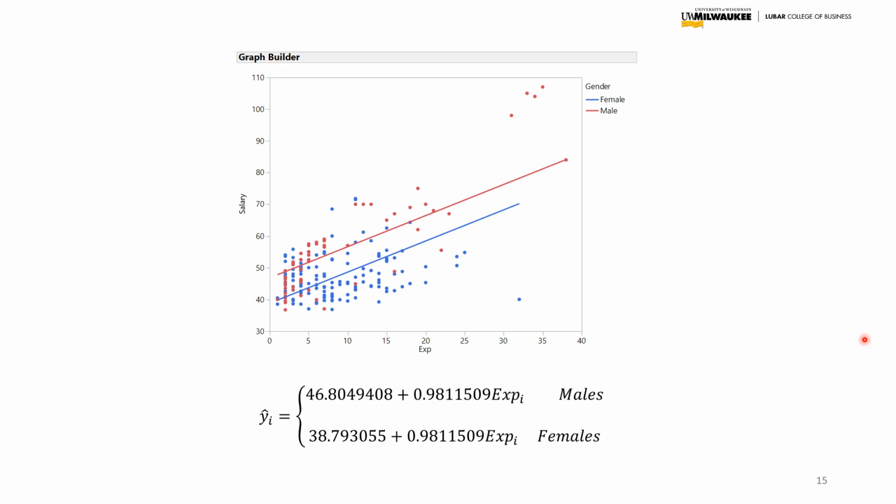Now, does it seem like two parallel fitted lines are appropriate for the data? I'm going to suggest maybe not. If we look at the red points, they seem to have a greater slope than the blue points. So we'll want to figure out how to model that.